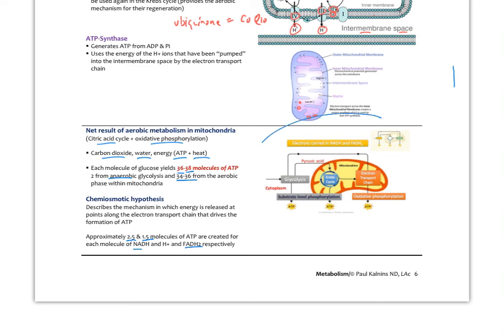So just understand the overall process here. If we look at glucose and glycolysis forming pyruvic acid, that goes into the cell, becomes acetyl-CoA, into the mitochondria, and then goes into the Krebs cycle and the electron transport chain, and the net result is lots of ATP, up to 38 molecules of ATP per molecule of glucose. Whew, a lot of information there, but again, just keep the big picture in mind. This is how cells essentially make energy.